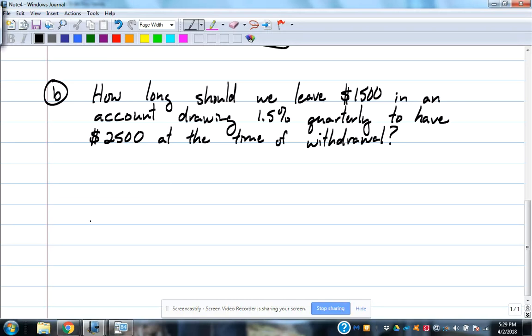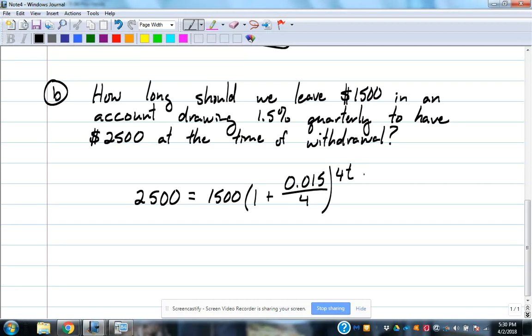Let's go find out. What's our account worth? $2,500. The principal investment was $1,500. The one always there. Our interest rate 0.015 for 1.5%. Quarterly, 4 times again. We don't know what the time is. t is what we're solving for. Where is t at? It's in an exponent. Thus, why this is even in the whole chapter with exponential problems, right? We've got to find out how long that's got to be there. So how do we solve this problem?